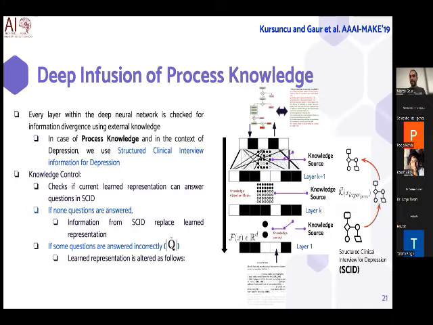SCID is a structure, and you're trying to map these sets of questions to every learned representation, checking how many questions have been answered correctly and how many have not been answered correctly.